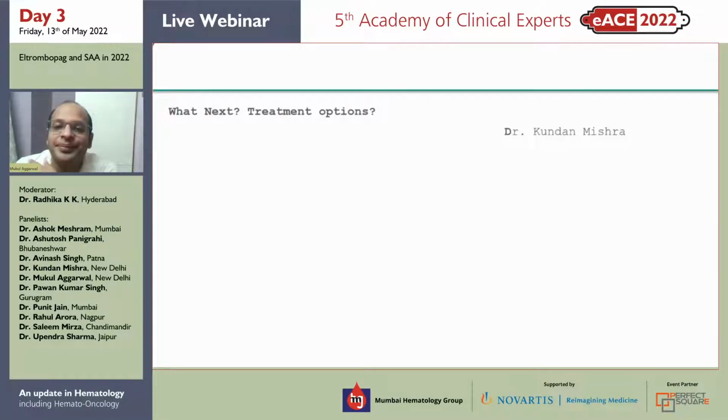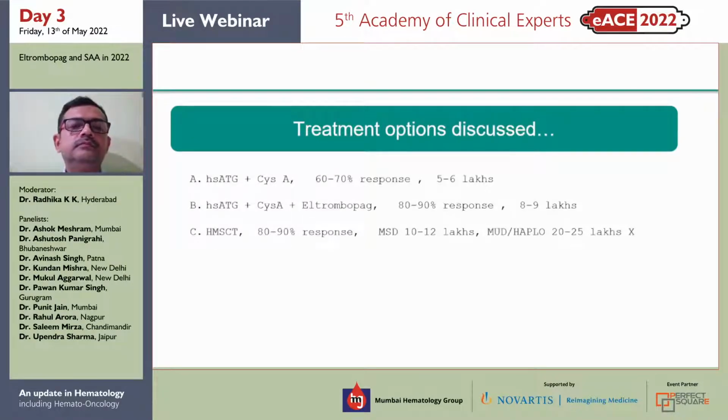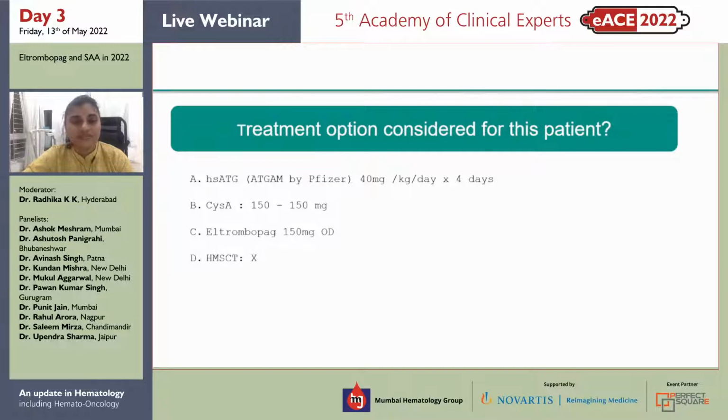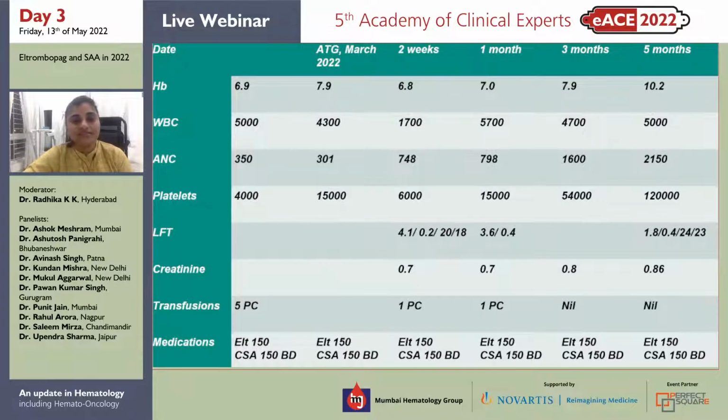Yes. Next slide, please. So as Sir said, we had these 3 options. Obviously, the best was the hematopoietic stem cell transplant, which was not an option in this case. So we opted for ACE therapy, as Sir has clearly mentioned. Next slide. ATG ACE therapy, ATG at 40 mg per kg for 4 days, cyclosporin 5 mg BD, and eltrombopag. We initiated the patient at a 150 mg dose. We got a beautiful response at the 2nd month of ACE therapy in this patient.